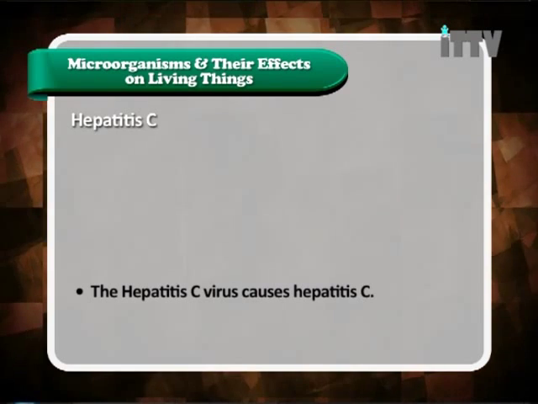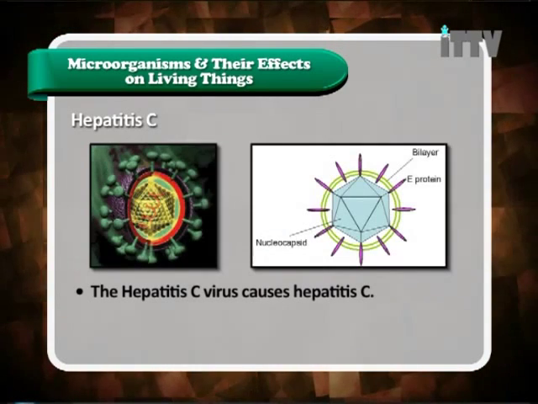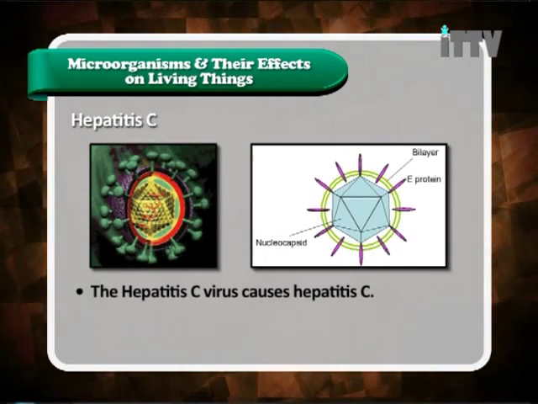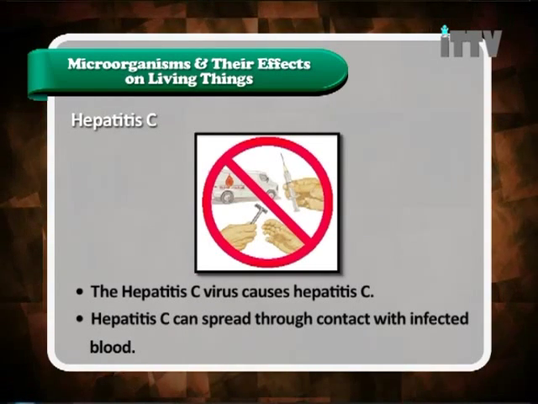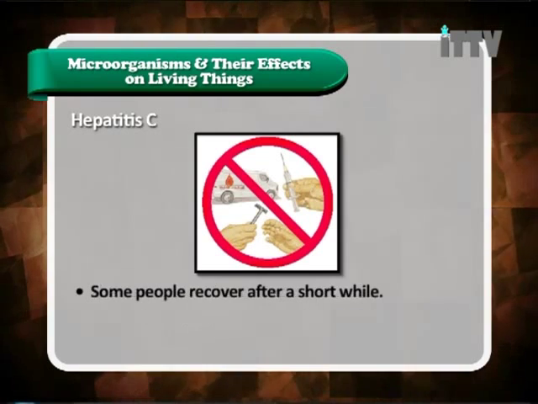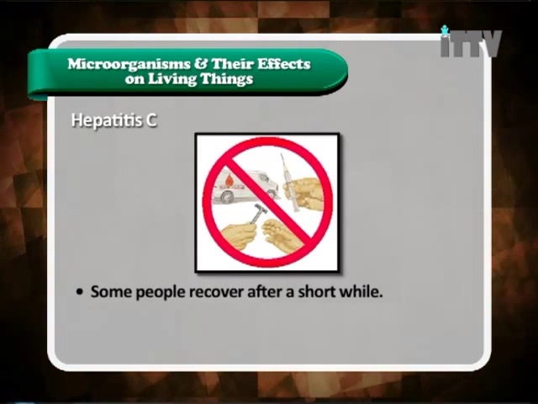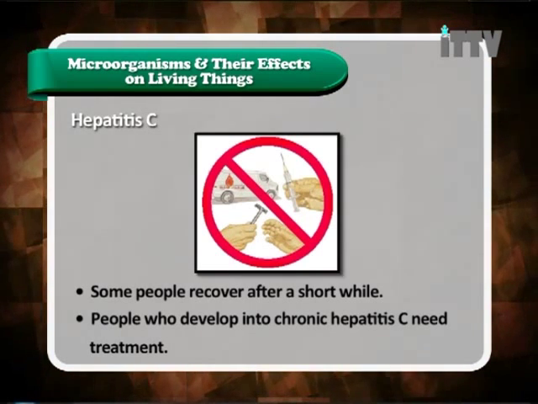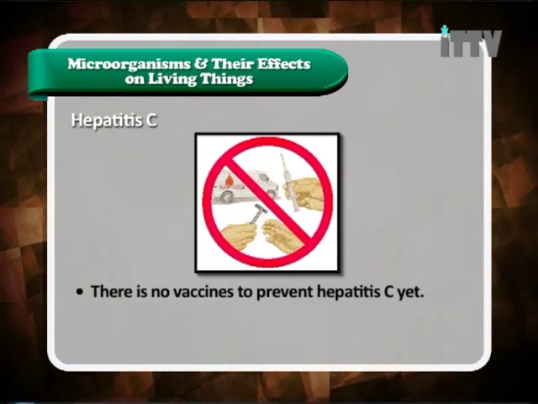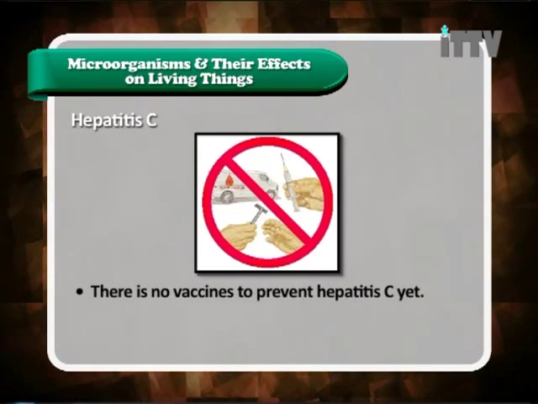Hepatitis C virus causes hepatitis C. Here we can see how hepatitis C virus looks like. Hepatitis C can spread through contact with infected blood. Some people recover after a short while. People who develop into chronic hepatitis C need treatment. There is no vaccination to prevent hepatitis C.